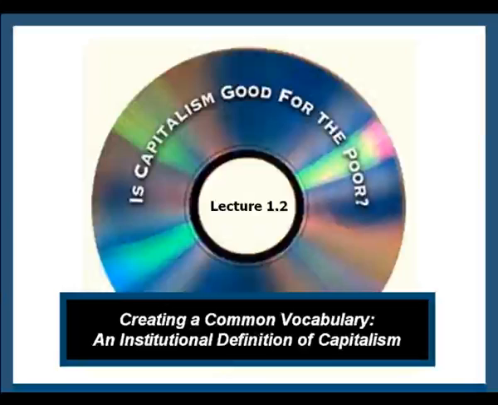Lecture 1.2, Creating a Common Vocabulary, an Institutional Definition of Capitalism.